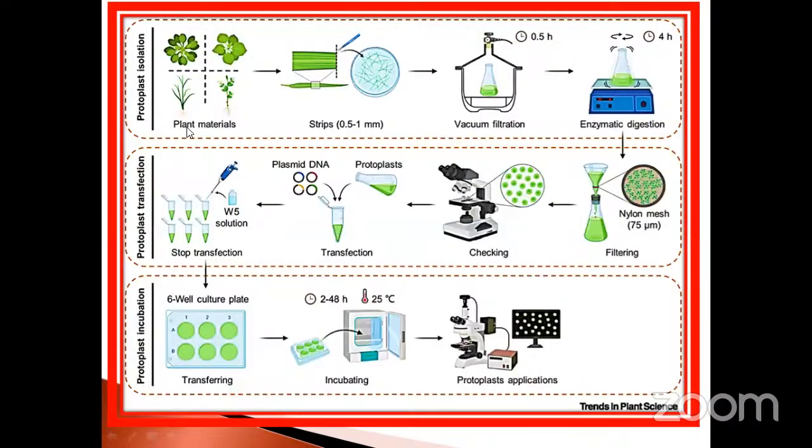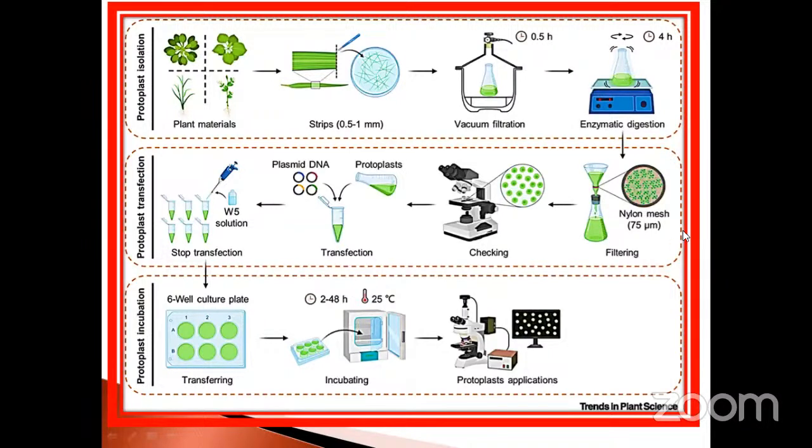See, these are the different types of plant material they have taken. Protoplast isolation, protoplast transfection, protoplast incubation. See, these are the plants, there are 4 types of plants here. These are the 2 plants. We are placing them. Stripes, vacuum filtration, enzymatic digestion. Enzymatic digestion, what are we using here? Cellulase.